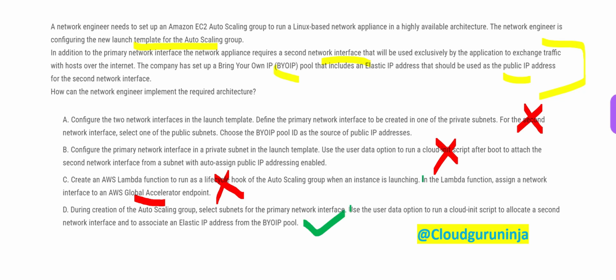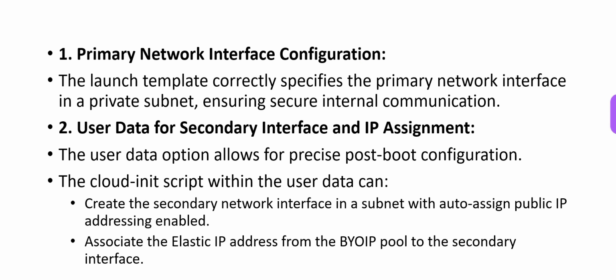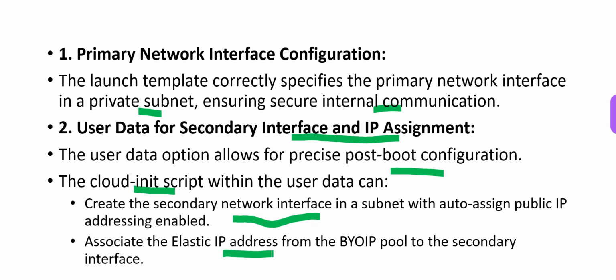So we are left with option D. See why? Because of the primary network interface configuration. In the launch template, you are specifying the network interface in a private subnet, ensuring internal communication. That is first. Second, you are using user data for the secondary interface and IP assignment. This allows precise post-boot configuration. And then you are also making use of a cloud-init script. So what will this do? It will create the secondary network interface, and it will associate the Elastic IP.